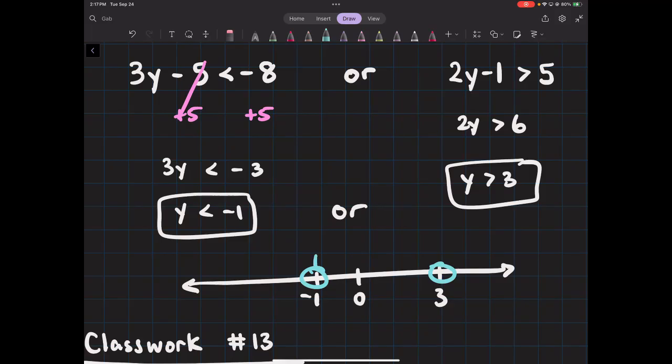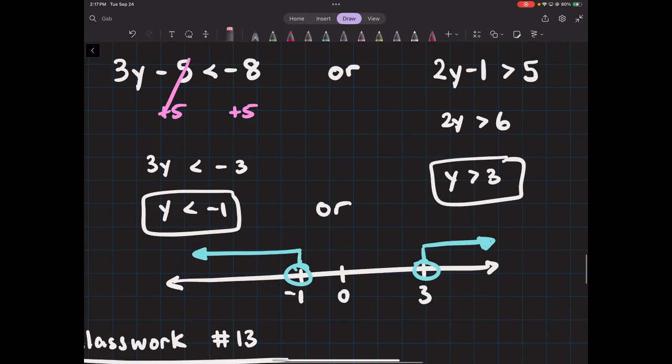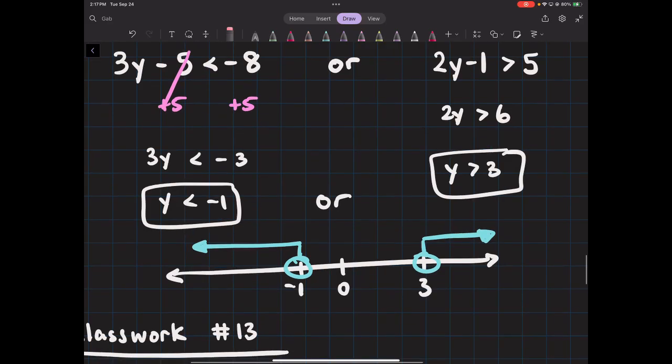Left. Yes. If there is an equal sign on the bottom, it's going to be closed, right? So if there's an equal sign right here, then it's closed. And if it's like that, it's open, right? And that's it. No, we divided by a positive 3.